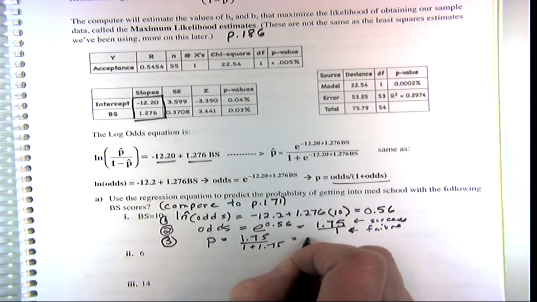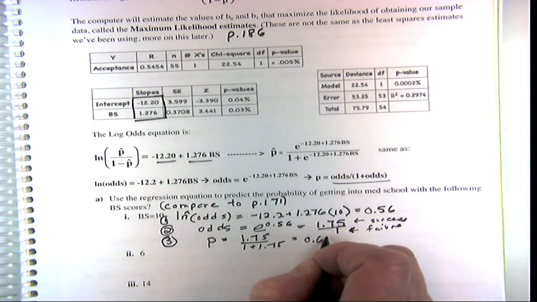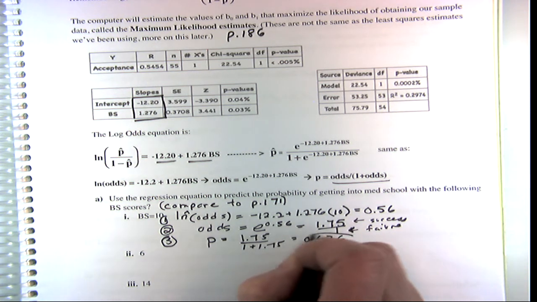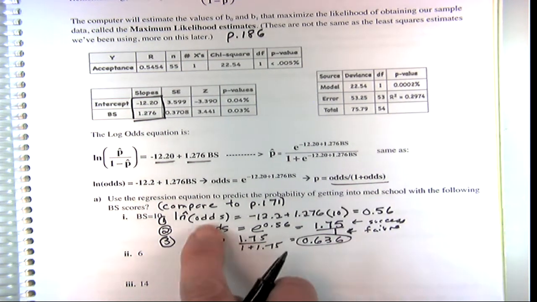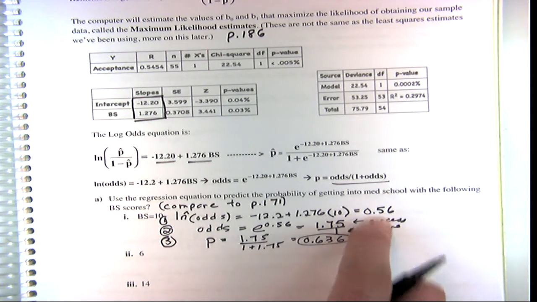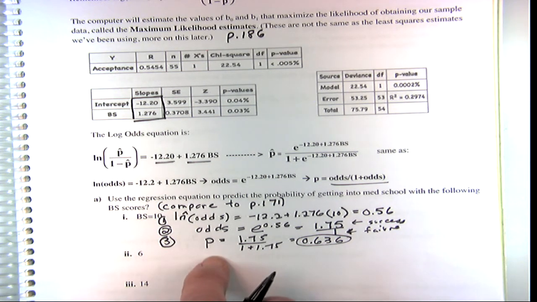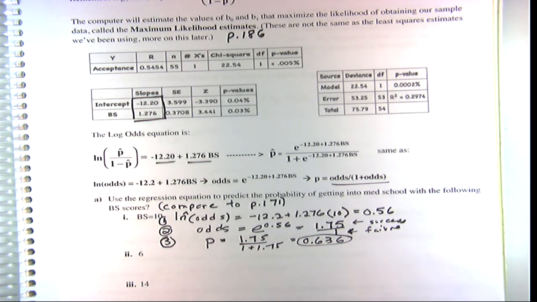And I got 0.636, or 63.6%. Okay, so you don't really have to memorize that. If you just memorize odds of success over failure, and you know the probability of success over total, it's pretty obvious. Okay? All right, so you can do these.